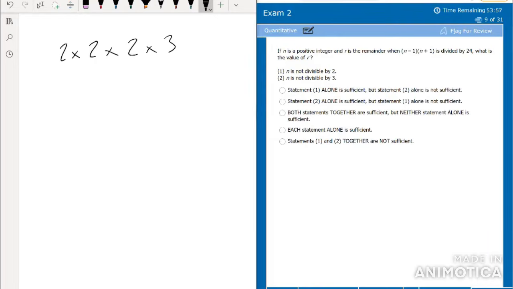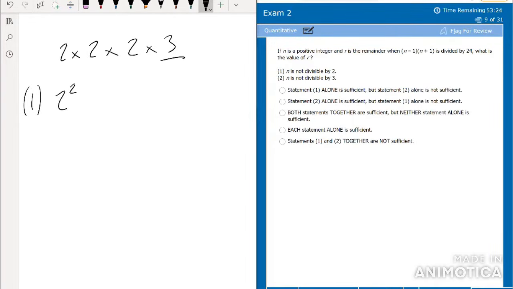So if n is not divisible by 2, that means that n minus 1 and n plus 1 are divisible by 2. So basically we've got a factor of 2 squared using option 1, but we don't know anything about this 3 or the other 2, so let's move on to 2.